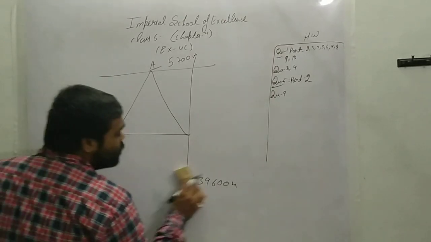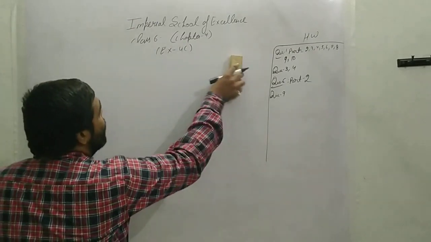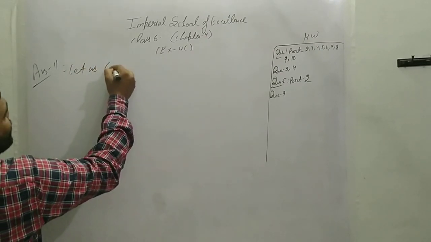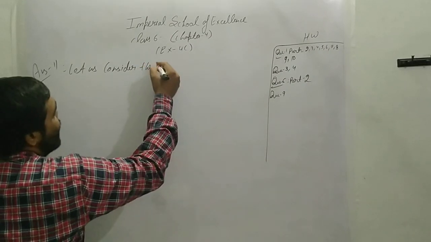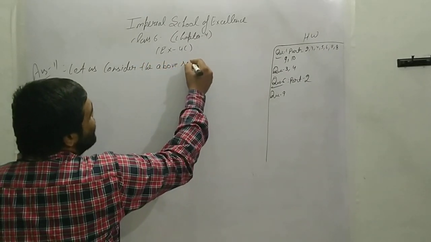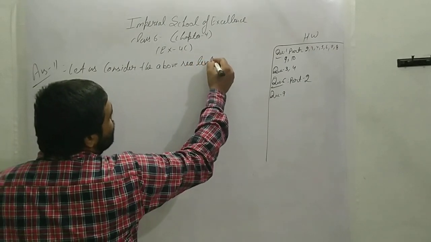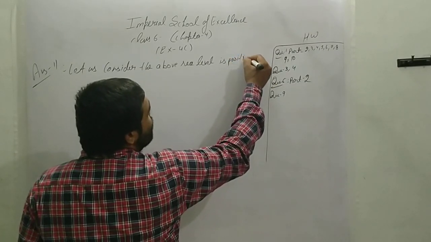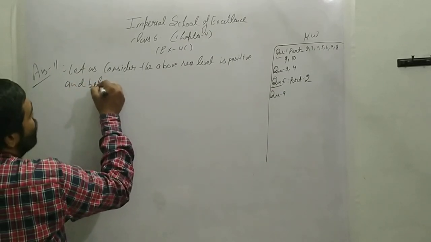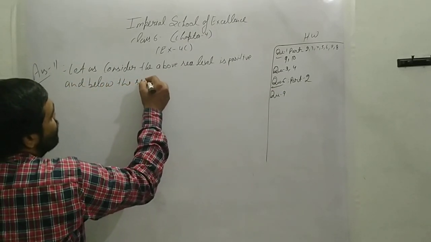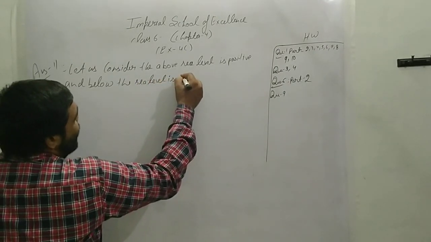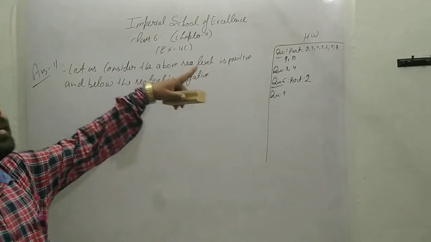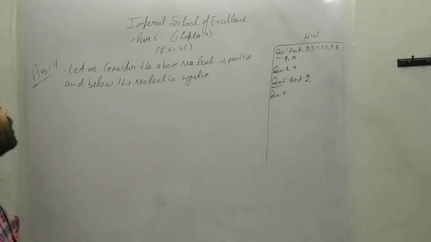First of all, what you have to do? Answer number 11: let us consider above the sea level is positive and below the sea level is negative. What did we do? What was above sea level we considered positive, and what was below sea level we considered negative.